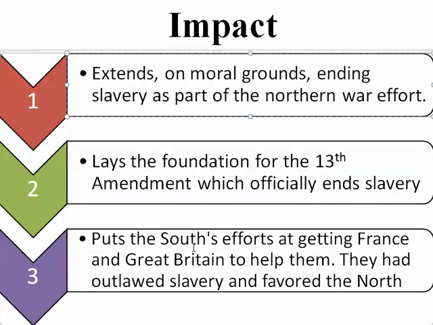It lays its foundation, its bold move toward ending slavery, that's going to lead us to the 13th Amendment that officially ends slavery in all the United States. But it's very important to remember that the Emancipation Proclamation is going to extend on moral grounds ending slavery as part of the Northern war effort. And lastly, it puts the South's efforts to get help from France and Great Britain out of the way, because France and Great Britain had outlawed slavery, and so they favor the North more after the Emancipation Proclamation. And don't forget, the Emancipation Proclamation was issued after the Battle of Antietam.